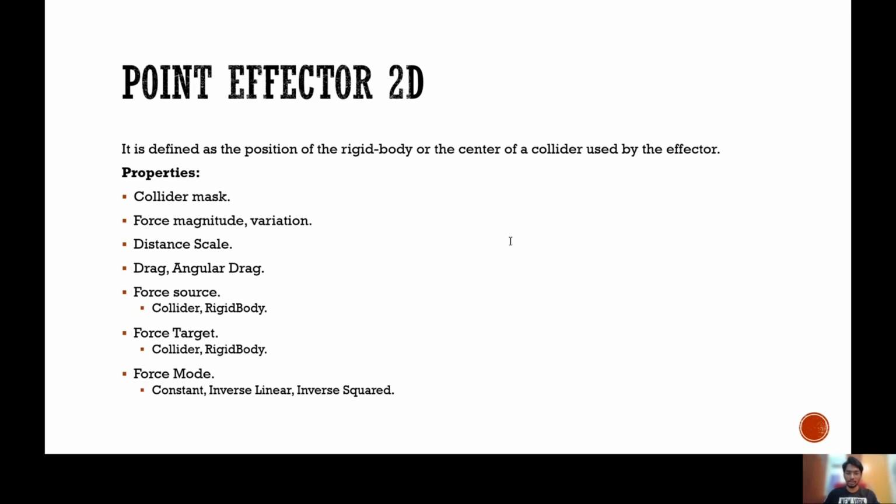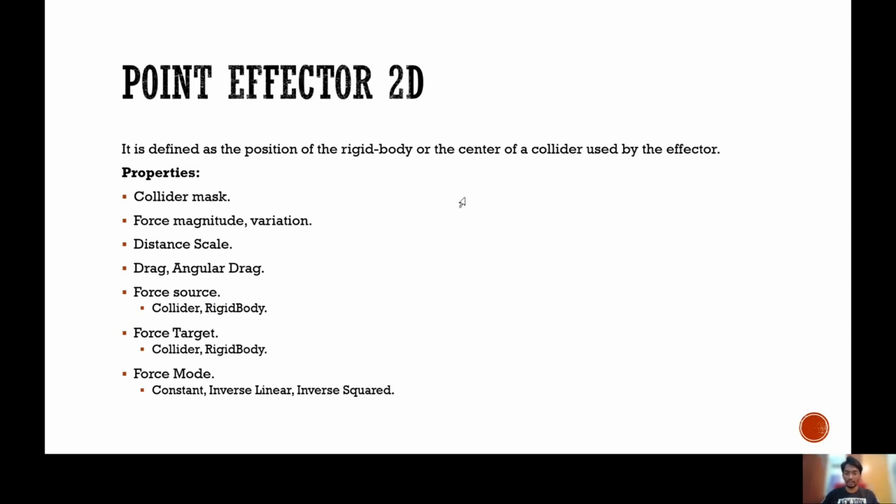So, properties. Collider mask: the mask used to specify layers allowed to interact with the effector. Force magnitude: the magnitude of the force to be applied. Variation: the variation of the magnitude of forces to be applied. Distance scaling: the scale applied to the distance between the source and target. When calculating the distance, it's scaled by this amount, allowing the effective distance to be changed, which controls the magnitude of force. Drag and angular drag: linear drag applies linear drag to rigid bodies; angular drag applies angular drag to rigid bodies.